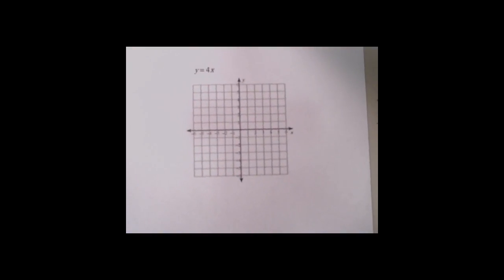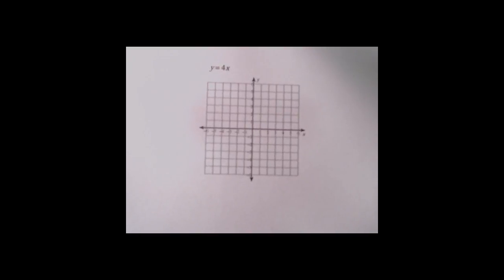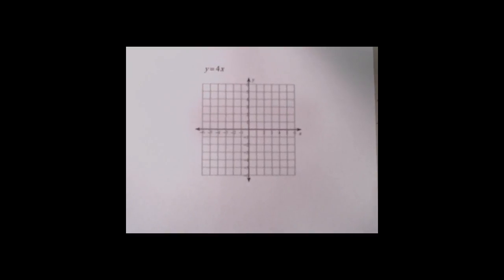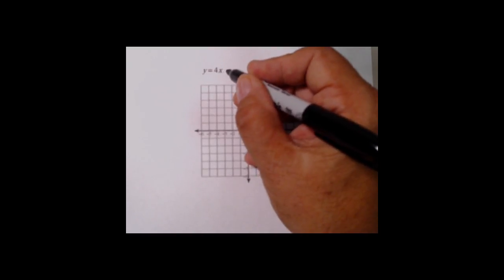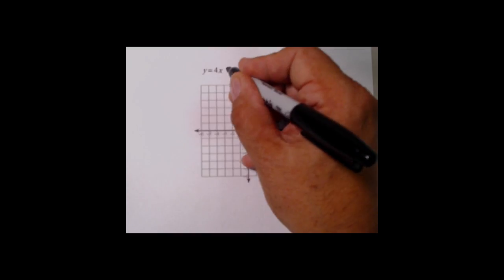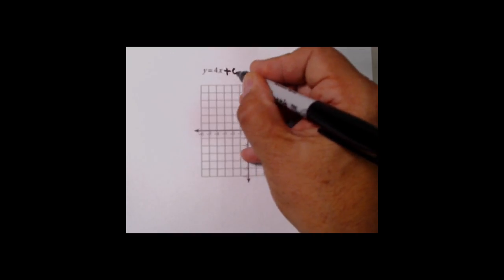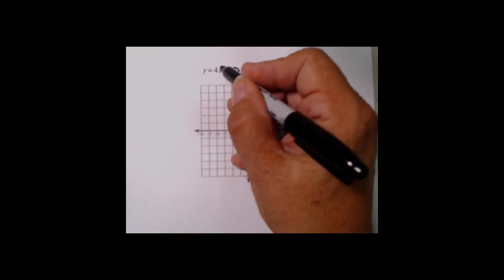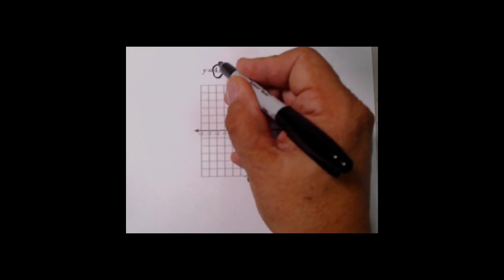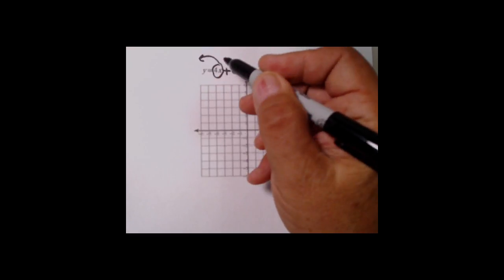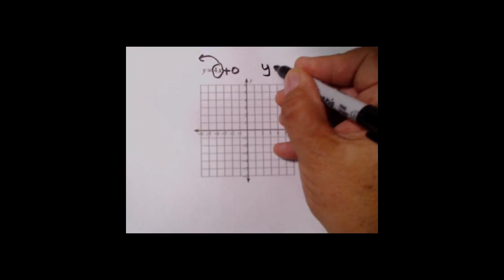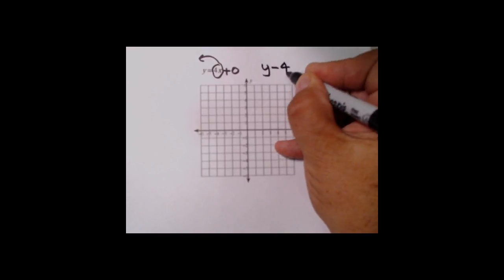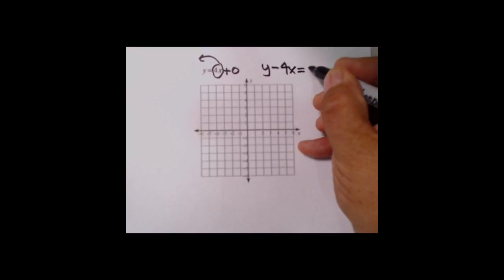Okay, here's one last one to look at. And this is one of the ones where we get that problem with the intercepts again. Notice the equation up here is y equals 4x. Now there's no number, but I could put a +0 here. And then, of course, the other thing I have to do is get everybody over to the left side. So I can write this now as y minus 4x equals 0.